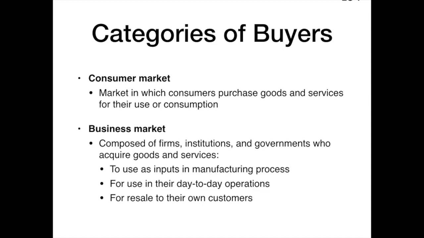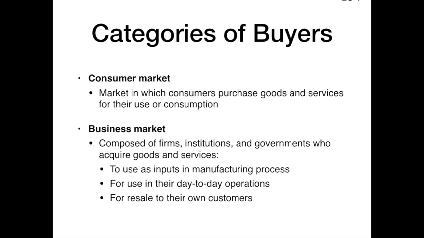It's important to first point out that there's two main categories of buyers. The first one is the consumer market. You yourself are an individual consumer and part of the consumer market. When you buy groceries or clothing or you go on vacations, this is part of the consumer market. It's the market in which consumers purchase goods and services for their own consumption.